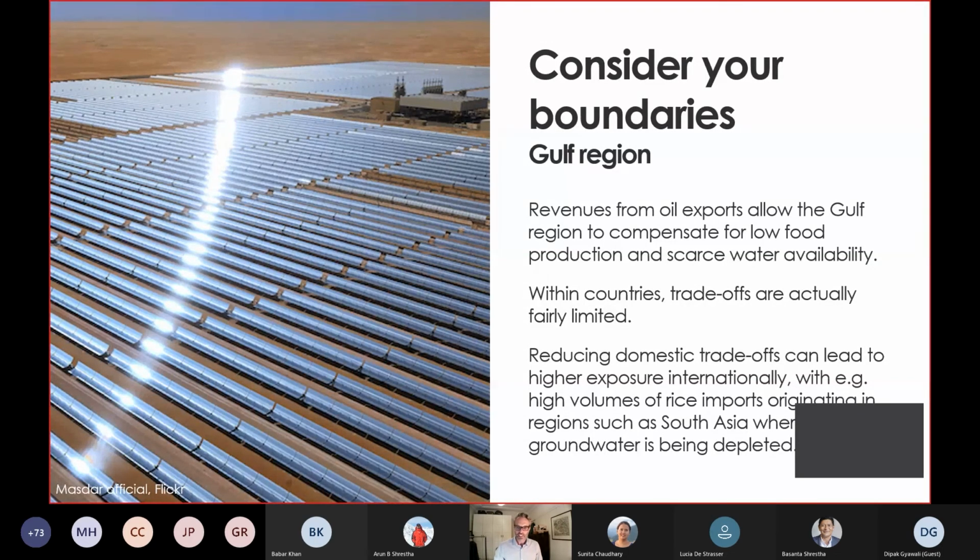Also because in years with droughts, in years with high food prices and low energy prices, they actually spend a lot of money in terms of their budget on food imports. And in the long run, that is not sustainable in the way they do it now.